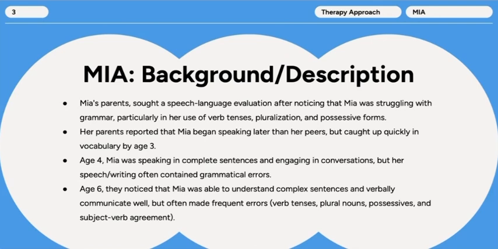By the age of 6, they noticed that she was able to understand complex sentences and verbally communicate well, but she often made frequent errors in verb tenses, plural nouns, possessives, and subject verb agreement when it came to her writing skills.